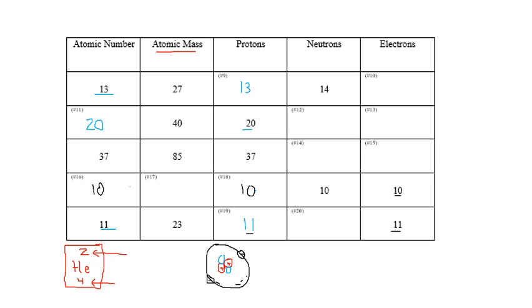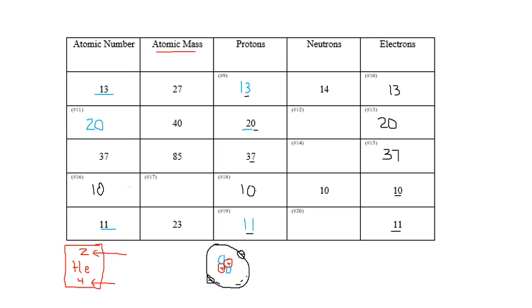We got 37, we have 37 protons, so we have 37 electrons. We have 20 protons, so we're going to have 20 electrons. And we have 13 protons, so we have to have 13 electrons.